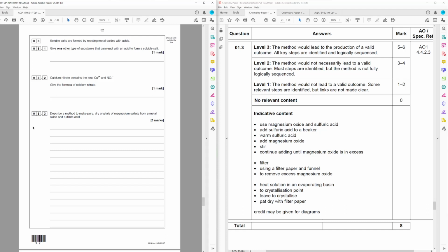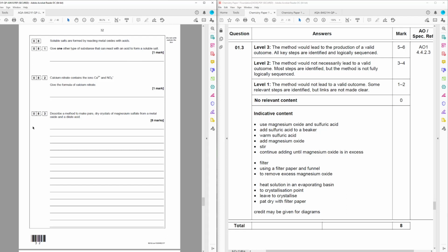Okay, so we want to make magnesium sulfate. So the metal oxide that we need would be magnesium oxide. We want to make magnesium sulfate. So the acid that we're going to need is going to be sulfuric acid. So we can make magnesium sulfate. Okay, I wasn't going to give you 6 out of 6 for anyone that didn't say that.